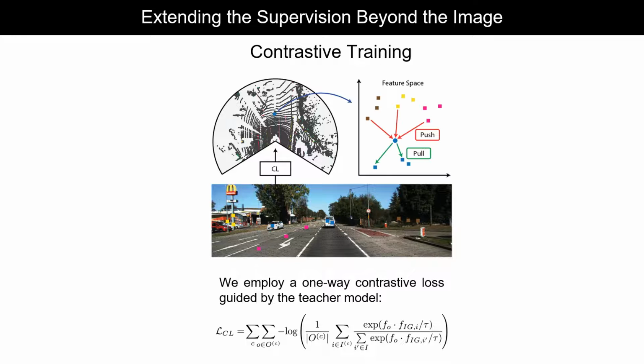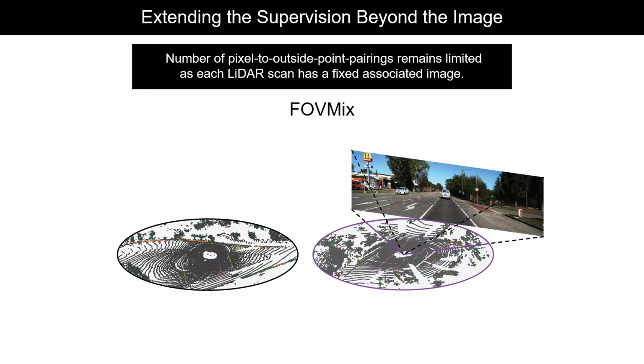As illustrated, the loss extension aims to apply a pull force to all points towards pixels of the same category, while also applying a push to all points away from the pixels of a different class. We therefore align the features of points outside of the image with the features of the 2D image guidance network. Here we observe that the number of pixel to outside point pairings remains limited as each LiDAR scan has a fixed associated image. To combat this, we introduce a simple mixing strategy called FOV mix.